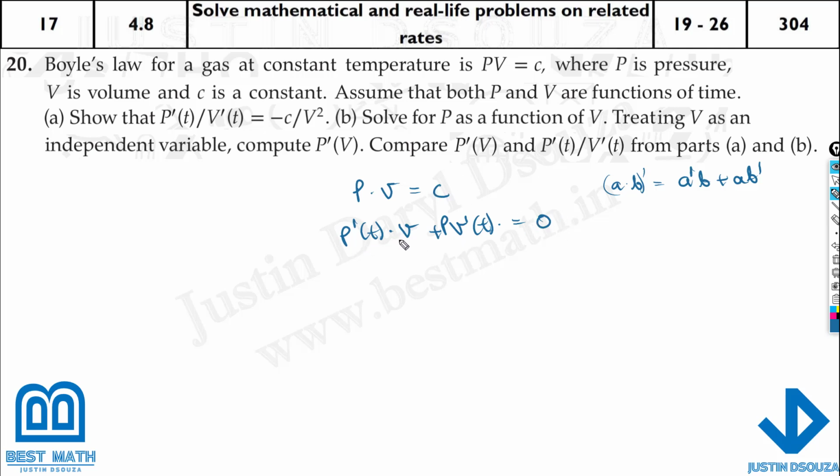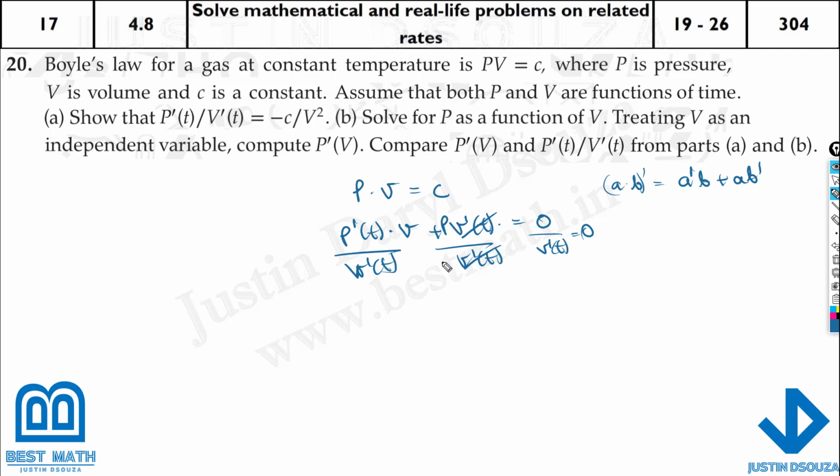Now we'll divide everything throughout by V prime. Why? Because we need P prime divided by V prime, isn't it? V prime of T divided by V prime of T would cancel. And there's no point dividing 0 by anything. It'll be 0 itself. Even if you write it, it'll be 0. Let me write it. And this still will be 0 over here.